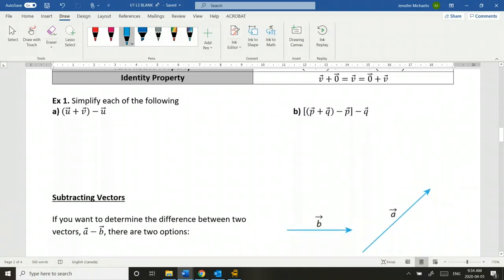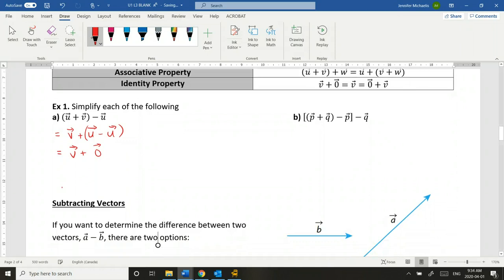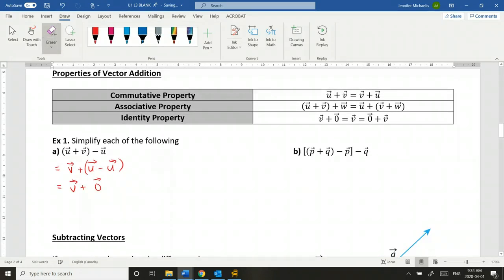Okay, so let's apply some of those properties here to our questions below. Essentially, the associative property tells me that I can do this first if I want. And that actually results in the zero vector there. And we know from the identity property that any vector plus the zero vector is just that vector itself.